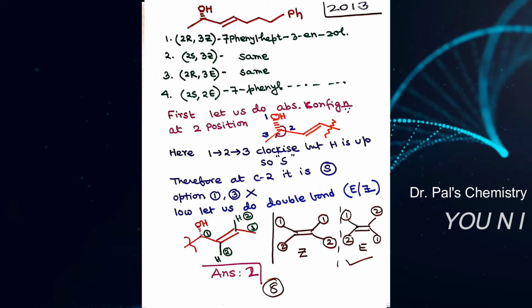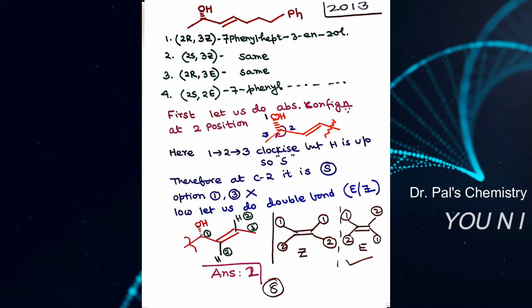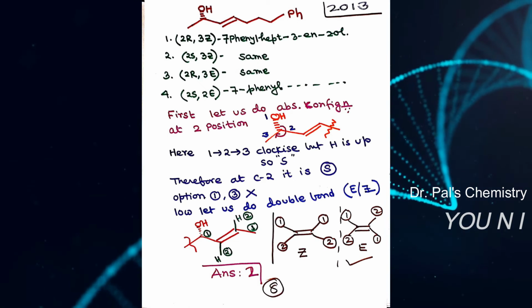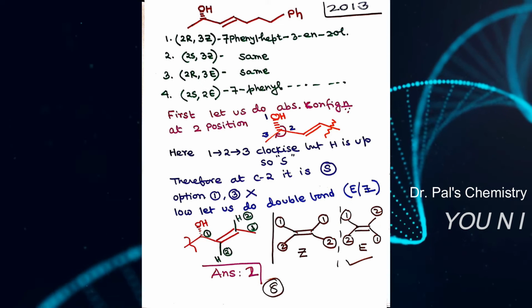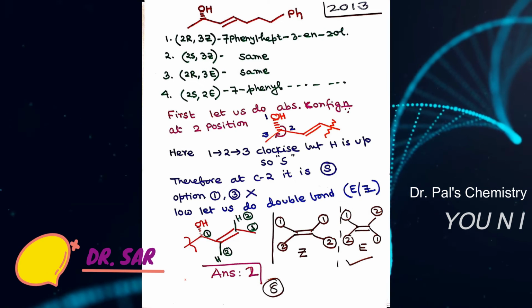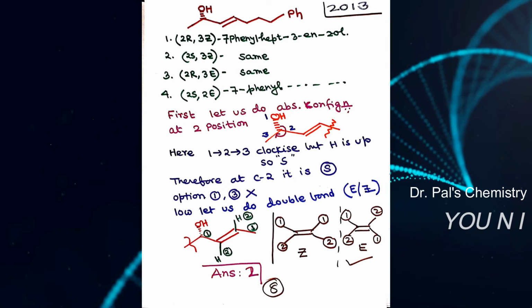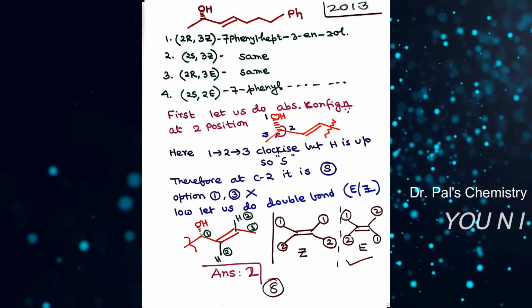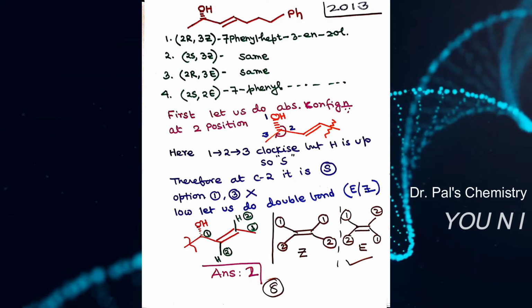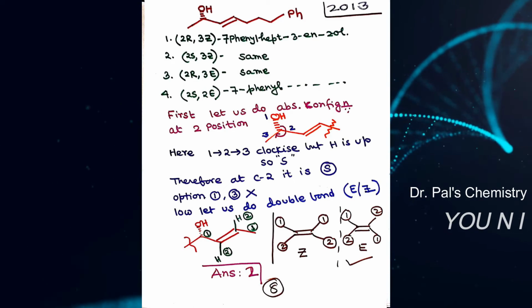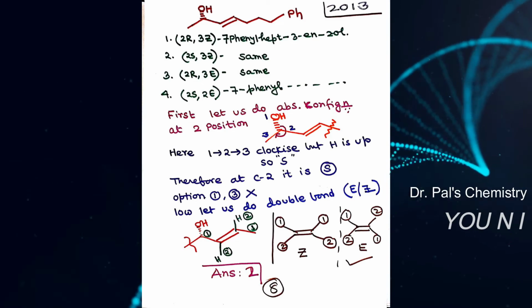So this answer will come. Second position chiral center absolute configuration is S. So therefore the first and the third options are not possible; the answer will be either 2 or 4. So if we go for the E and Z nomenclature for the double bond, it is very clear that it is E. So therefore our final answer is 4, not 1, 2, 3.